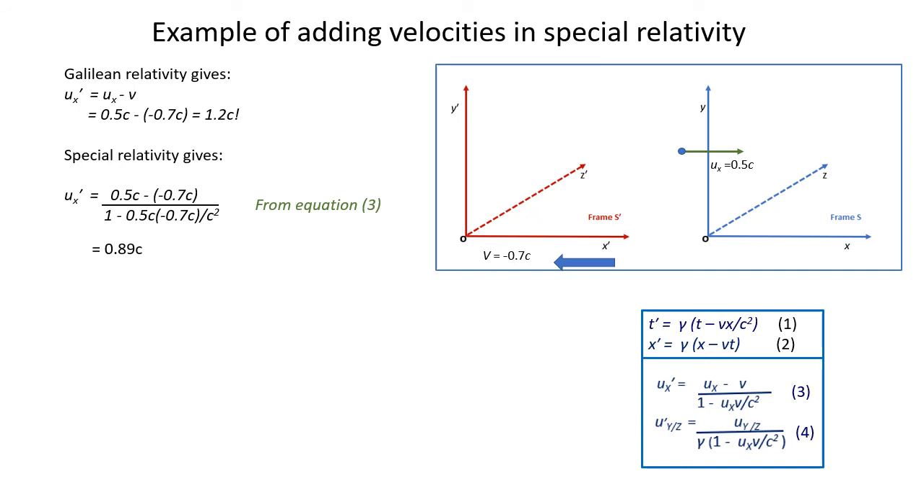In fact, whatever the value an object is moving at, its relative velocity must always be less than the speed of light from any frame.